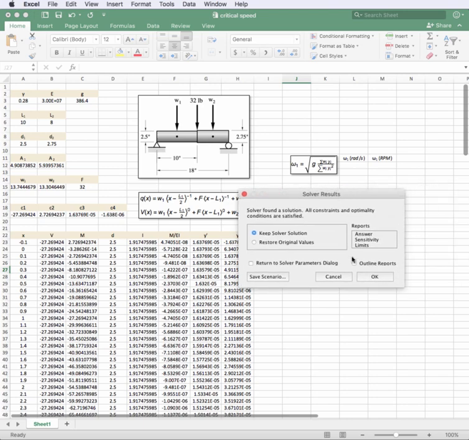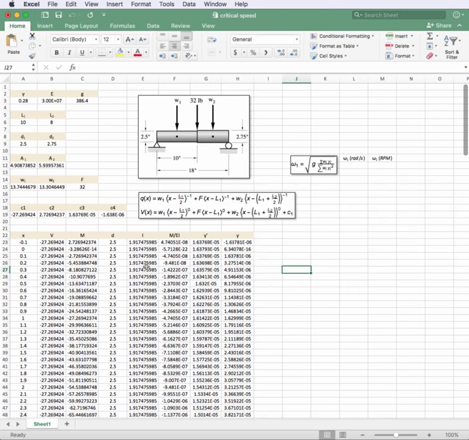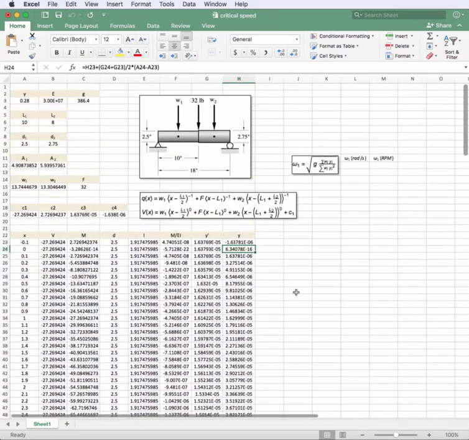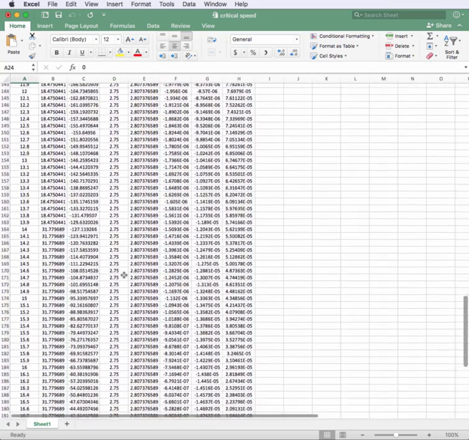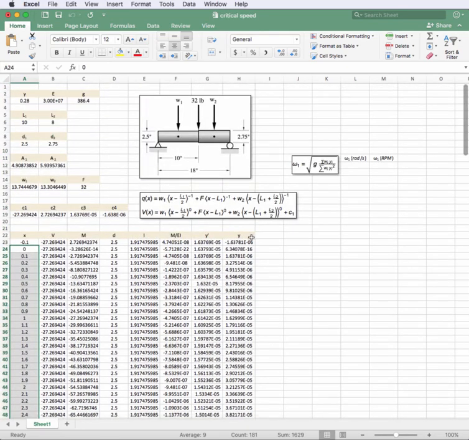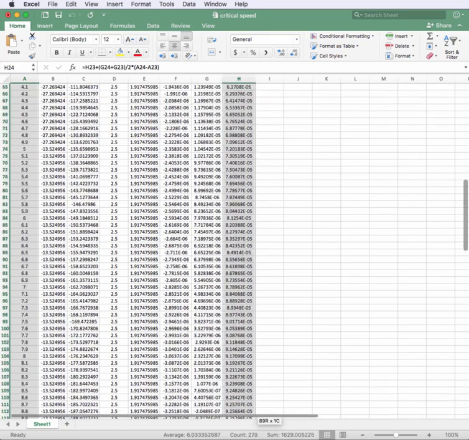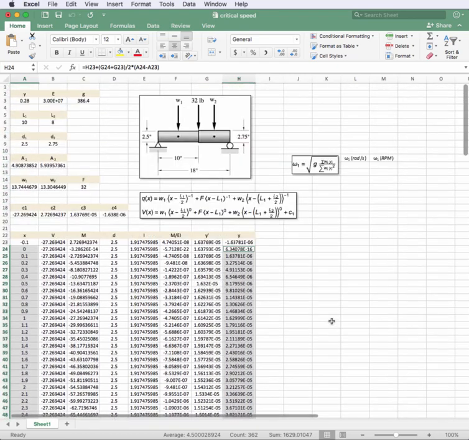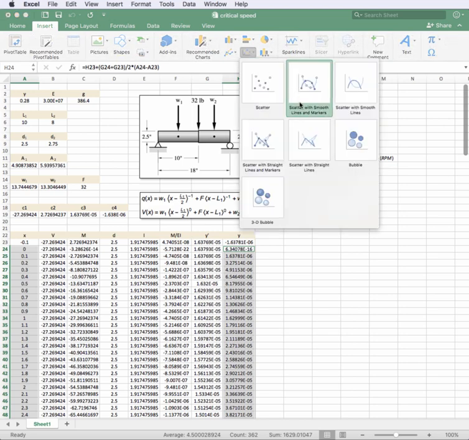It has found a solution. Notice that the bending moment there is close to 0, and the deflection is also close to 0. At the other end, also close to 0 in both places. So for instance, I could, if I wanted to, plot the deflection. So if I highlight all of the x values and then discontiguously select also all the y values here, then I could insert a scatter plot of the deflection like that.